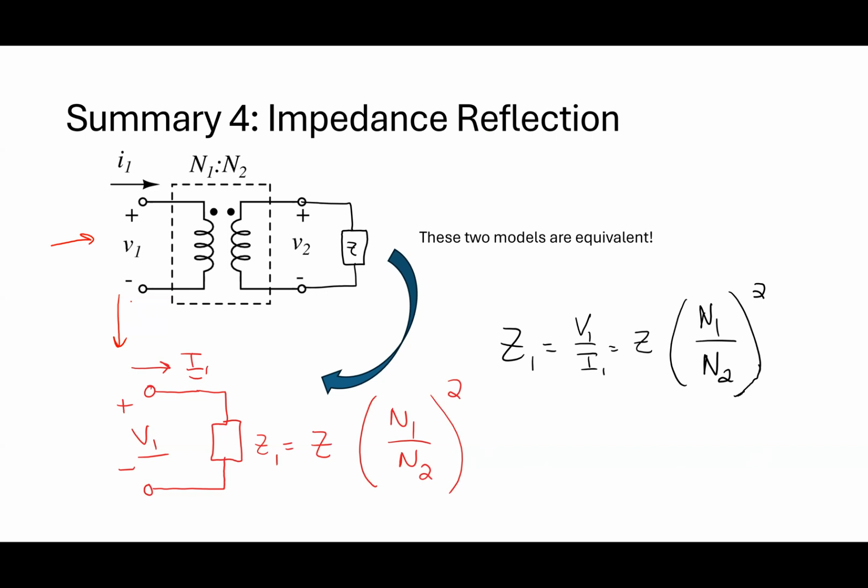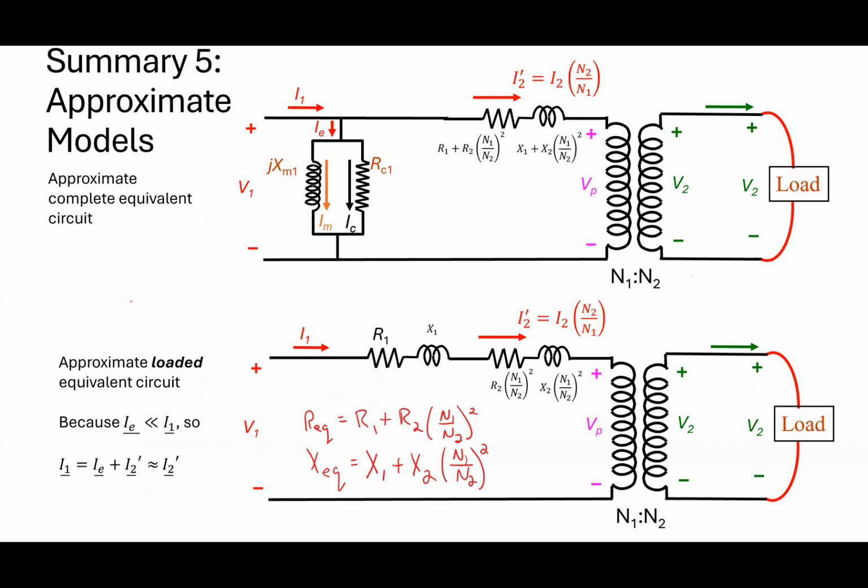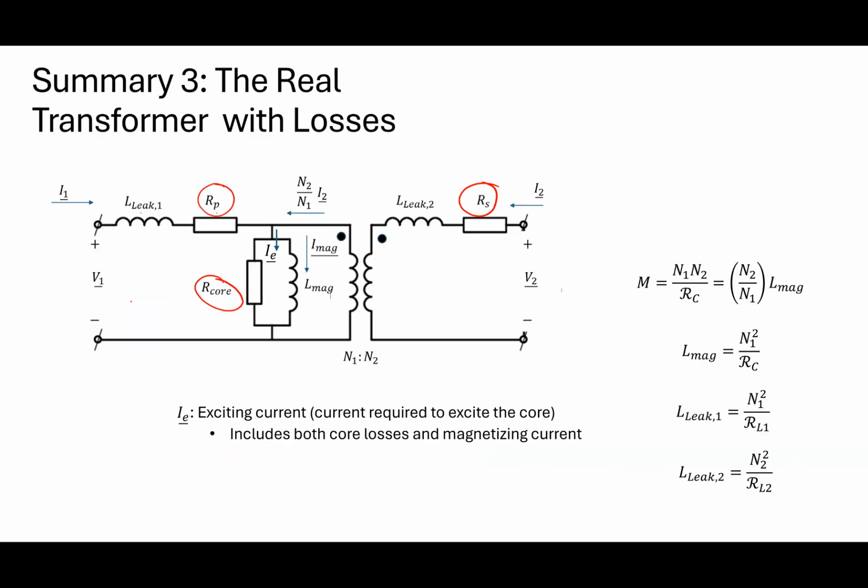Yeah, basically flip that formula, right? N2 over N1 squared, right? So then I introduced these approximate models, where basically I started with this model right here.